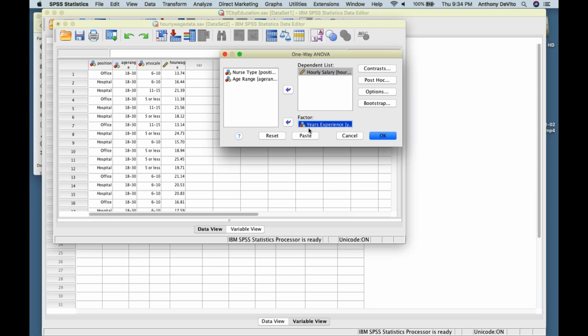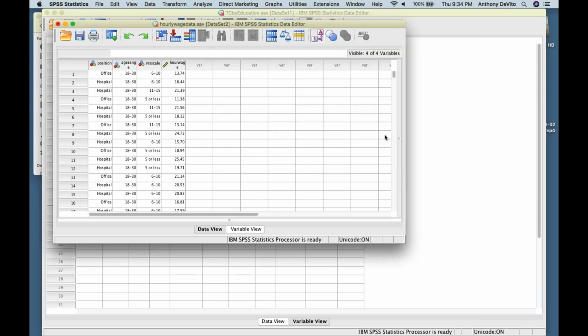Now notice it doesn't ask me to put the 1 or the 2 or the 2 and the 5, because I'm not comparing two groups like in a t-test. I'm examining all the groups at the same time. I'm going to click OK.